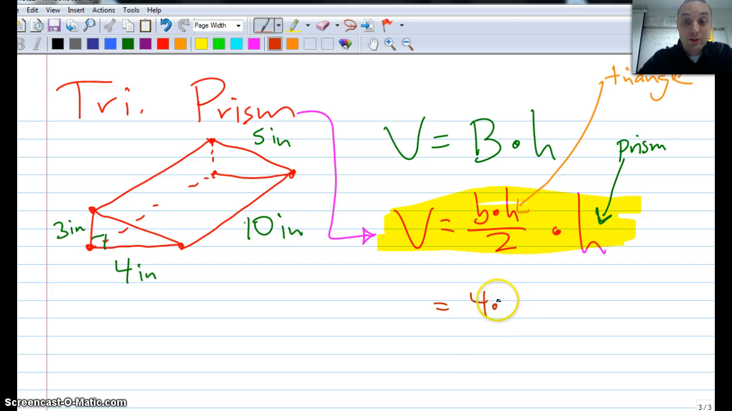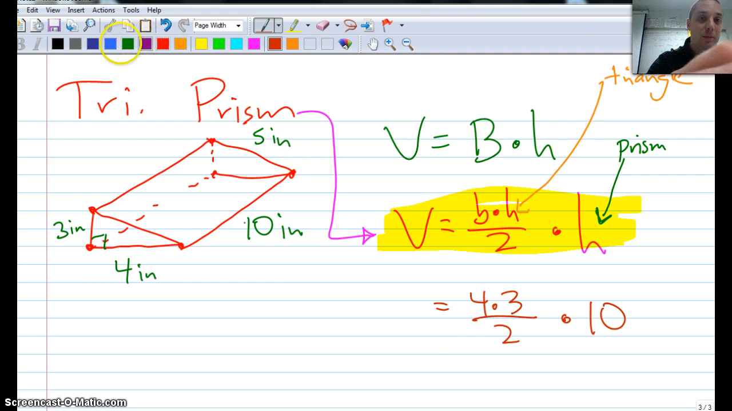The height of that triangle is 3, and then we divide that by 2, and then we multiply that whole thing by 10. So notice we're not using all the numbers. This 5, not used at all in volume. It's the hypotenuse of the right triangle. We don't care about that 5.